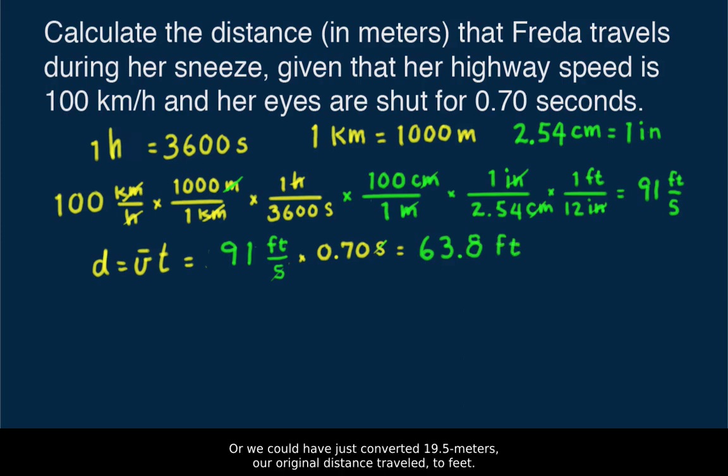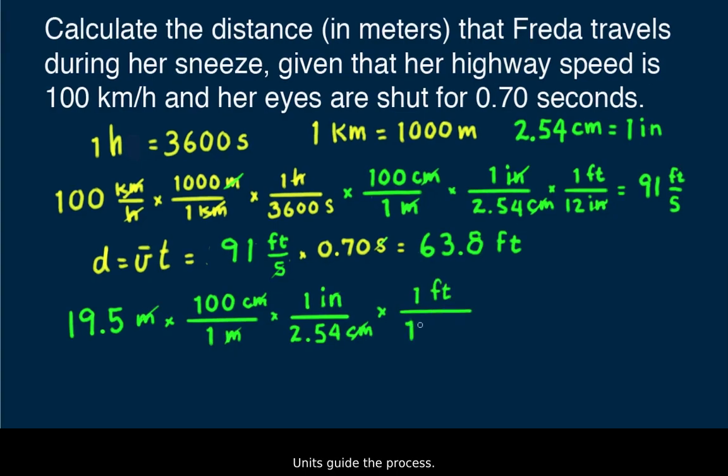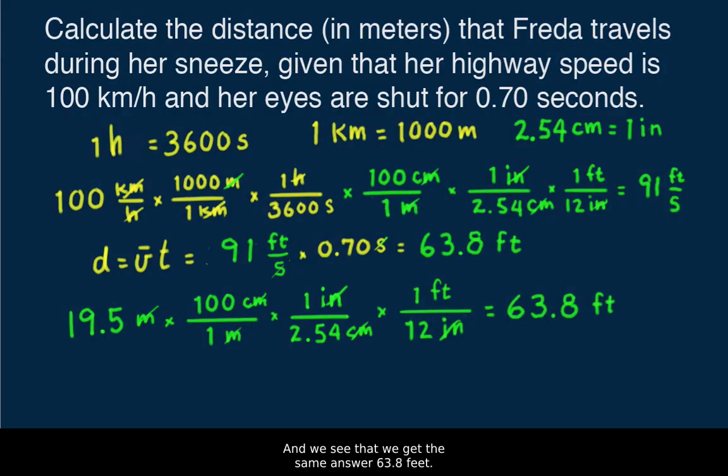Or we could have just converted 19.5 meters, our original distance traveled, to feet. See how the conversion factors clear unwanted units? They nicely cancel. So you know whether to multiply or divide with your calculator. Units guide the process. And we see that we get the same answer, 63.8 feet.